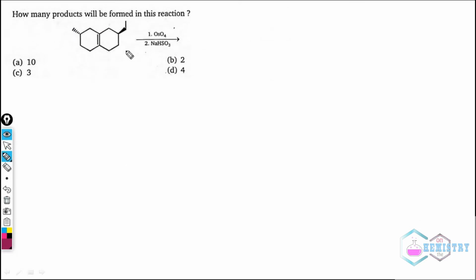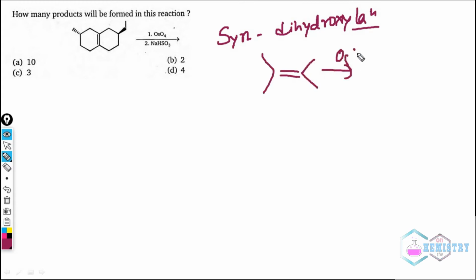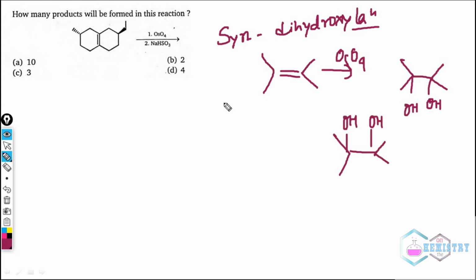This looks scary due to this type of compound, but this is basically a very simple question. We are given osmium tetroxide, and osmium tetroxide generally does what? It does syn dihydroxylation. That means in a double bond, if we attack with osmium tetroxide, two OH will attack and they will attack from the same side. So either they can attack from this side or from the above side. So there are always two possibilities, and hence which has been asked, how many products will be formed.